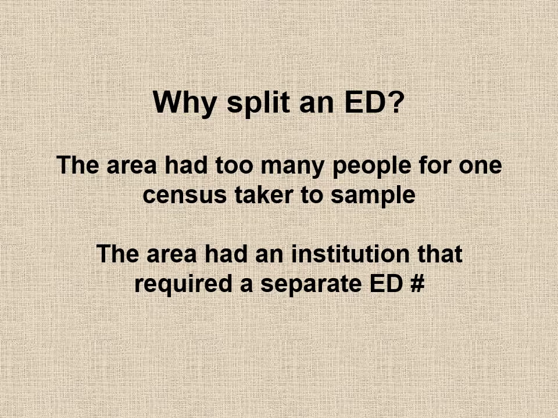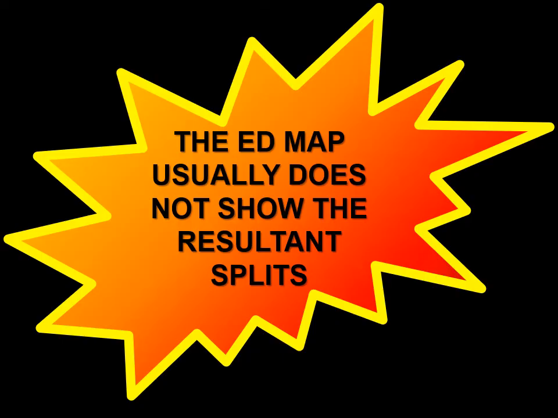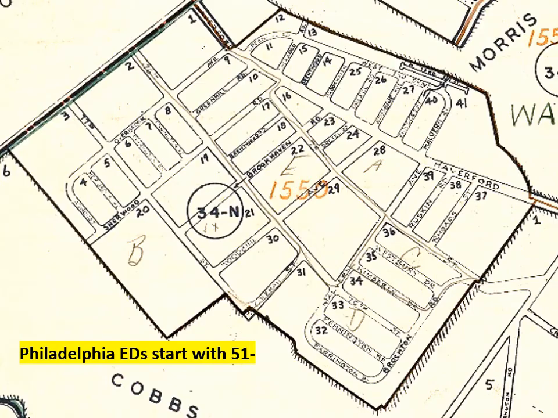Why did they split the ED? Well, the area may have had too many people for one census taker to sample, as I mentioned. The area might have had an institution that required a separate enumeration district number. But the important thing is that the ED map usually does not show the resultant splits. Here's one that did, though you might have looked over it very quickly and not seen the splits.